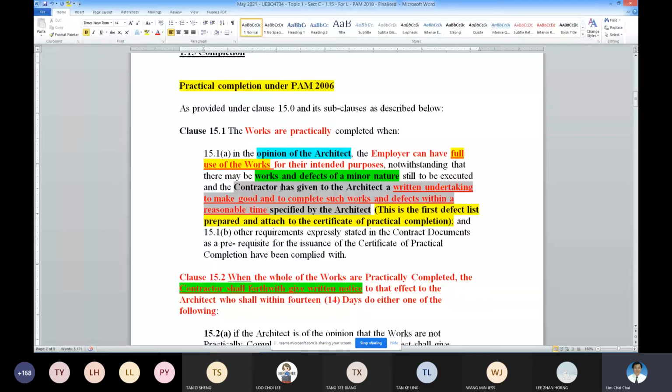Then the other part, after the completion, there's a defect list. There are the subsequent lists already. This is very important: the first list is attached to the CPC.